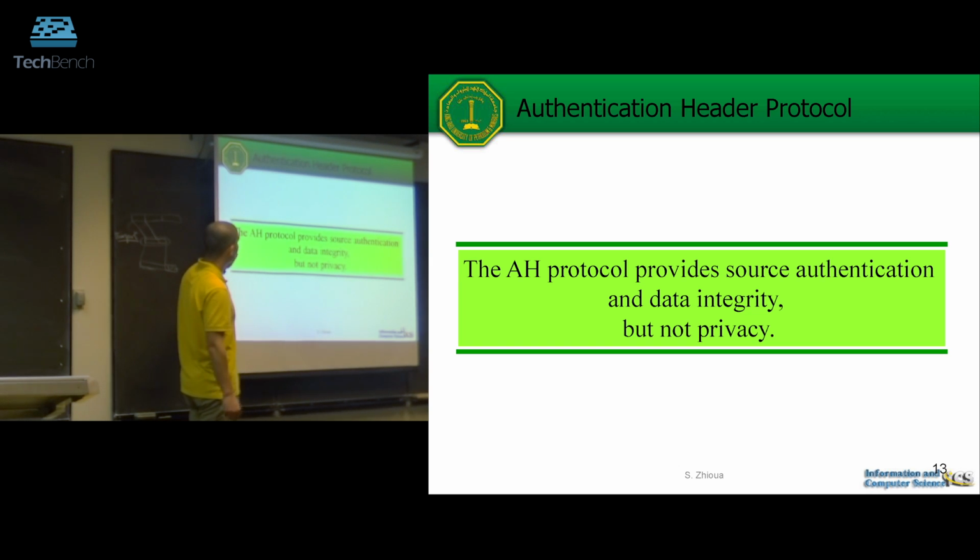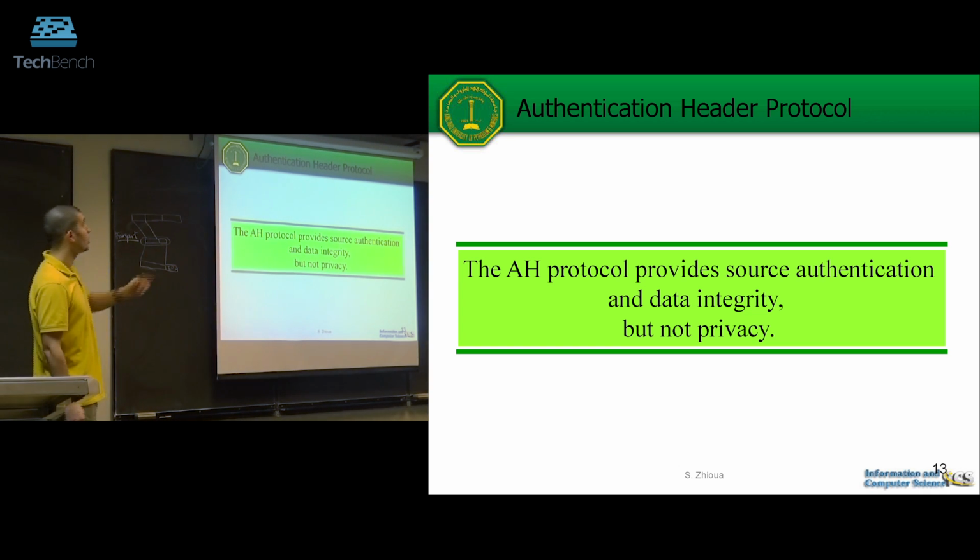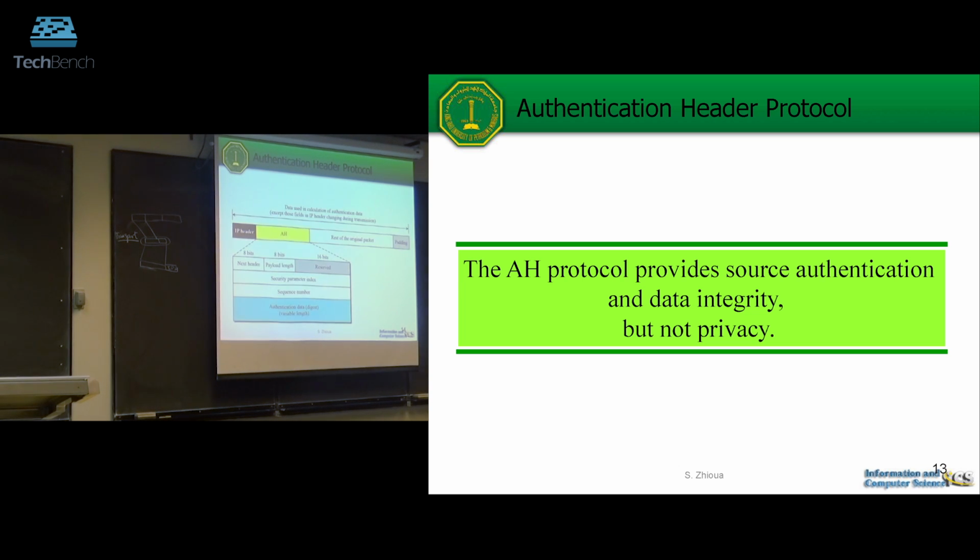The authentication header provides authentication and integrity, but not privacy or confidentiality. It doesn't encrypt. So with the AH protocol, there is no confidentiality. Data is not encrypted. You have integrity and authentication. ESP will give you all three.